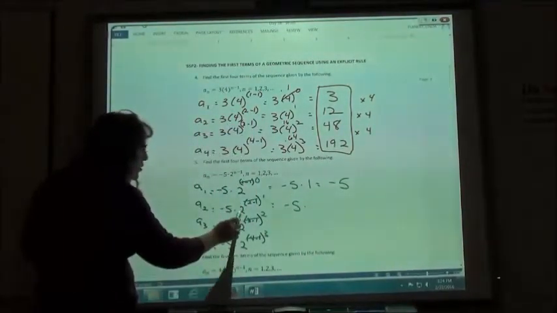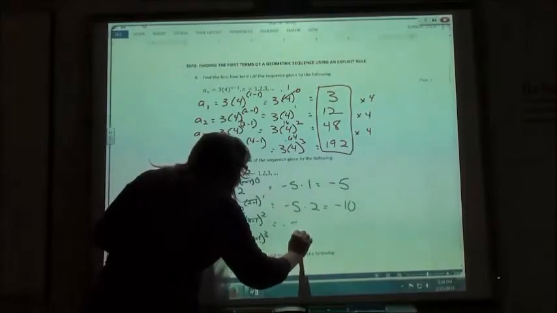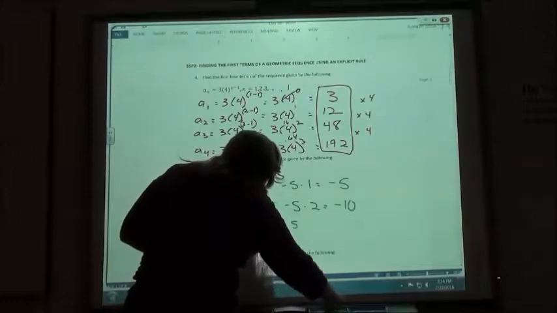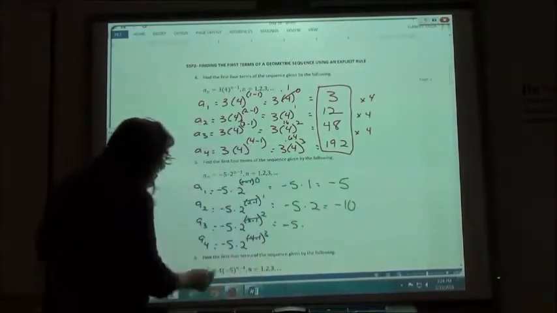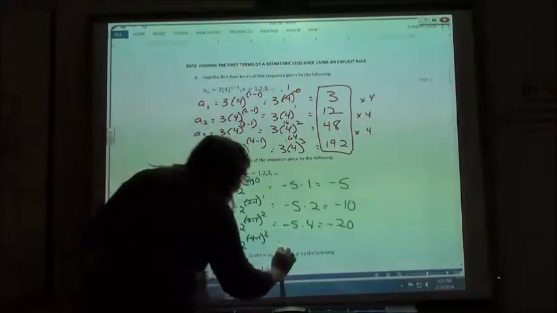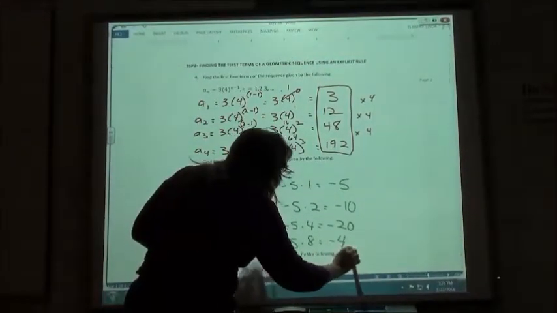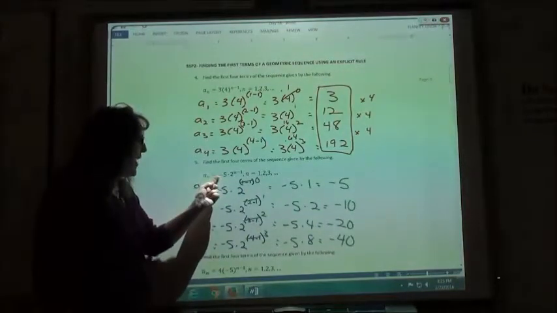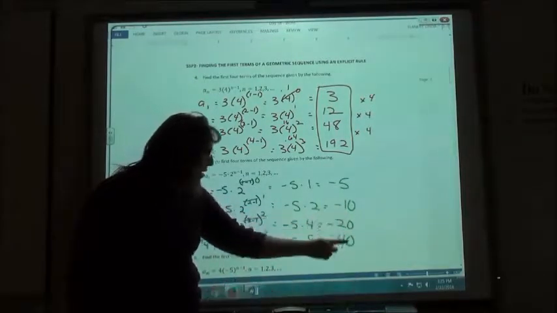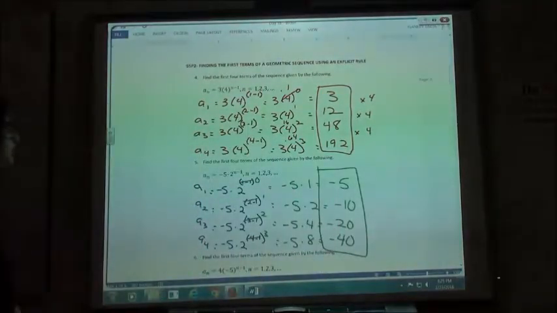Negative 5 times 2 to the first power is 2, negative 10. Negative 5 times 2 to the second power would be 4, so negative 20. And then negative 5 times 2 to the third power would be 8, so negative 40. So we started with negative 5, we went times 2, which gave us negative 10, times 2, which is negative 20, times 2, which is negative 40. There is our geometric sequence. We multiplied by 2 each time.